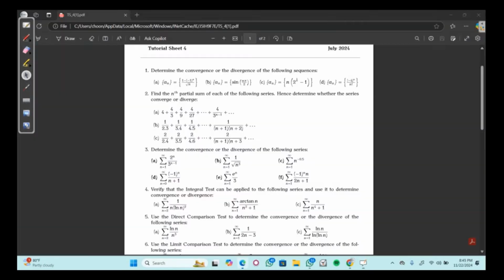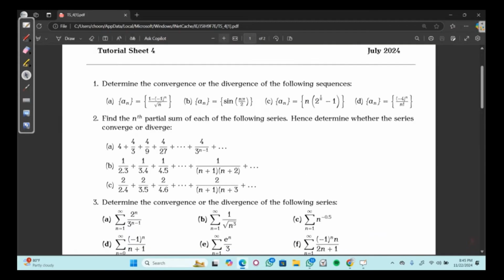Okay. So question one, I hope you're able to see. Question one is just asking you to determine the convergence and divergence of a given sequence. So when you are being asked to determine the convergence and divergence of a sequence, this is pretty straightforward. It has not much work to it.